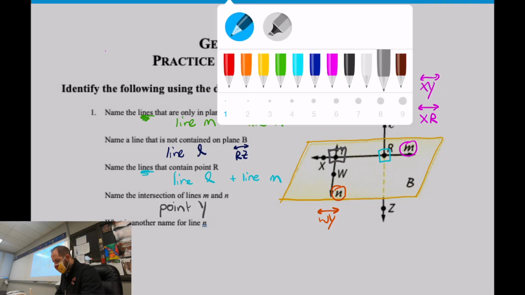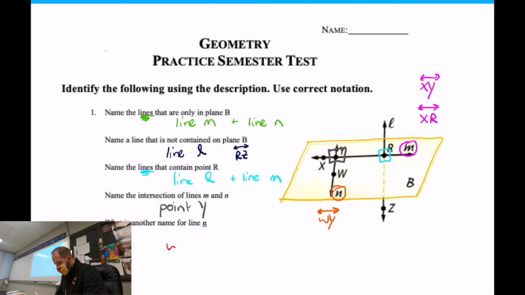Yeah, WY with the little arrows. Perfect. WY with little arrows. We even talked about that one earlier. Nice. That's what I'm checking for.